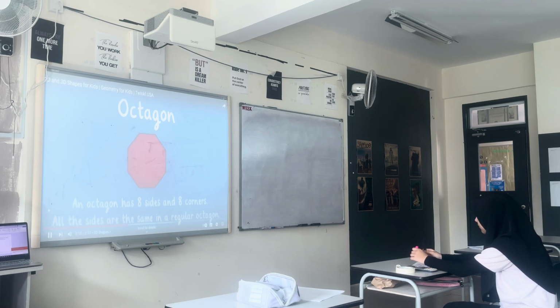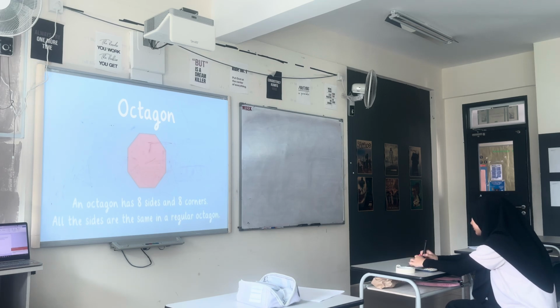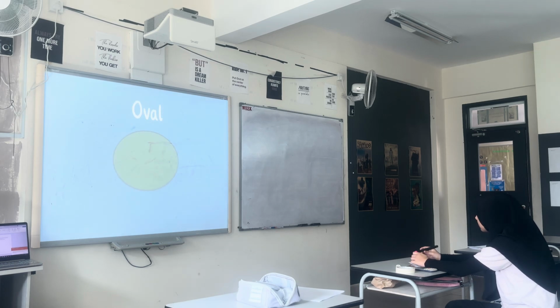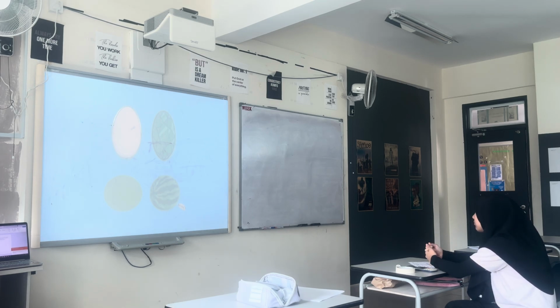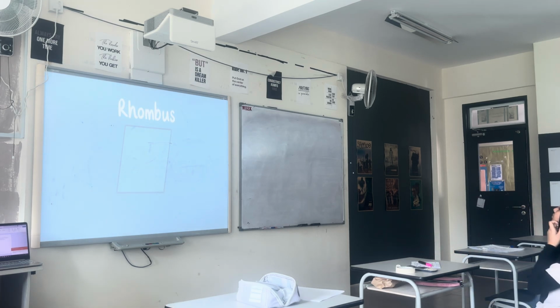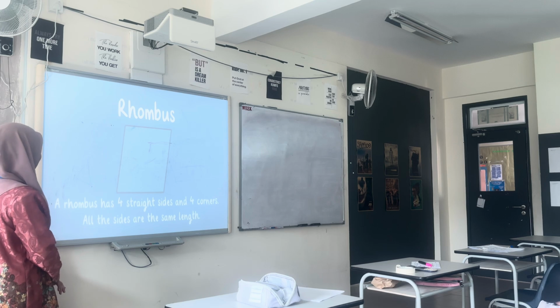An octagon has 8 corners. All the sides are the same in a regular octagon. Oval. Ovals only have 1 side and no corners. Rhombus. A rhombus has 4 straight sides and 4 corners. All the sides are the same length.